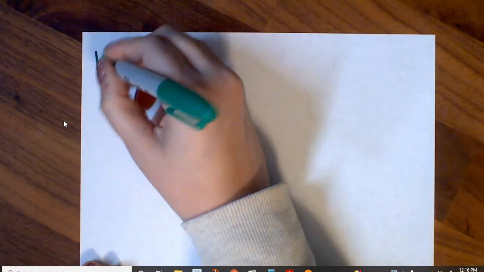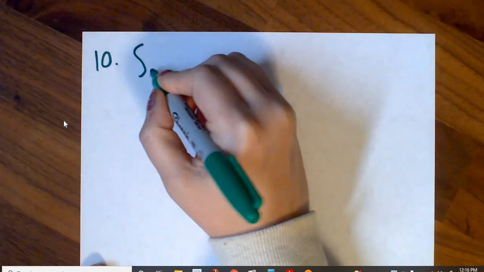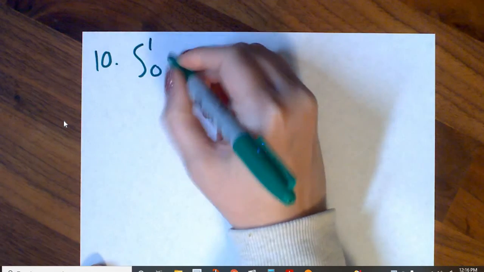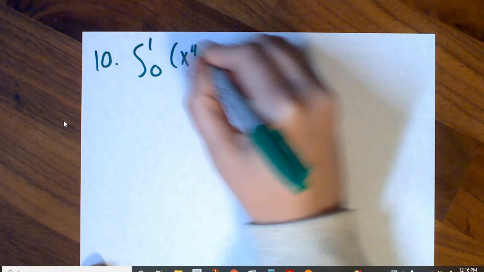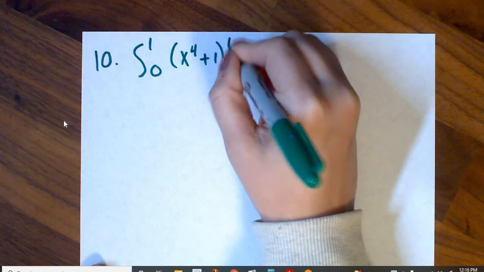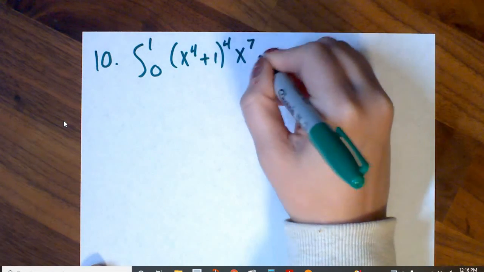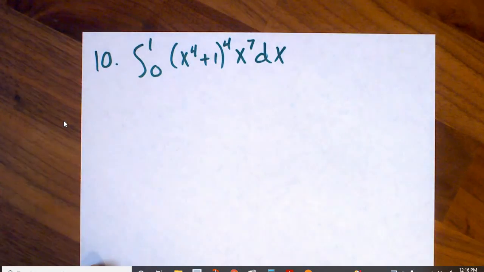So there was one more tricky one that I wanted us to go over together. Again, just kind of to get the setup a little bit cleaned up. So that's number 10. Number 10 gives us the integral from 0 to 1 of (x^4 + 1)^4 times x^7 dx.